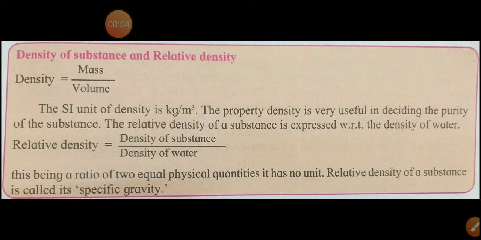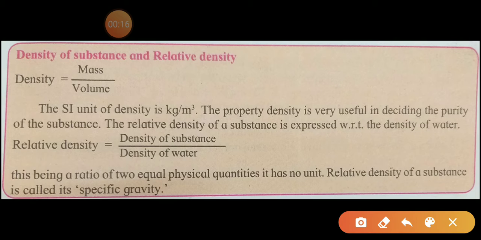Today our topic is the density of a substance and relative density. Here are two formulas. First is density. What is called density? Density is mass per unit volume. So the mass of the object divided by the volume of the object is the density of the given substance or object. The SI unit of density is kilogram per meter cube.